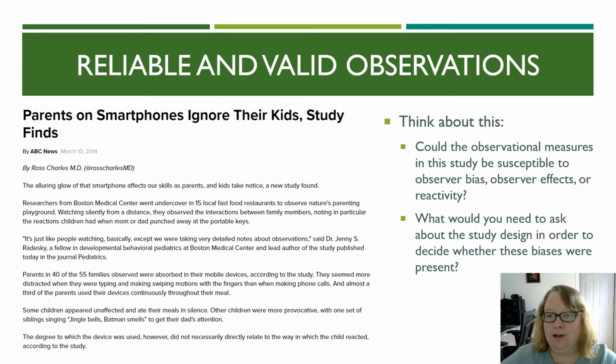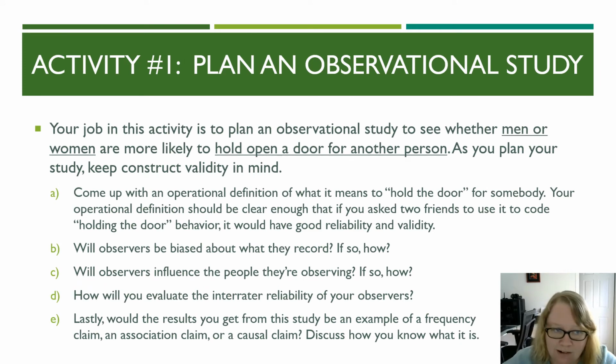All right, so hopefully that was an interesting activity for you. All right, now here's our first official activity for the module. Activity number 1 is to plan an observational study. Your job in this activity is to plan an observational study to see whether men or women are more likely to hold open a door for another person. Now notice I underlined these two things because those are the two variables. You're looking to see whether men or women are more likely to hold open a door for someone else.